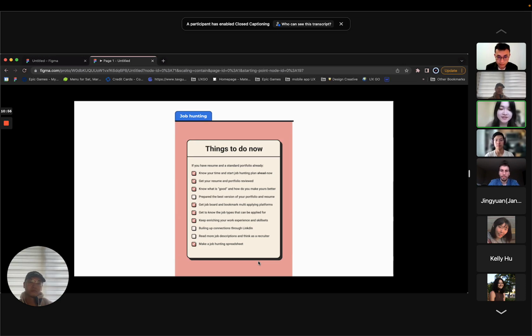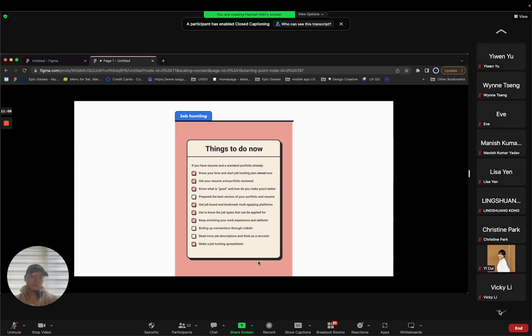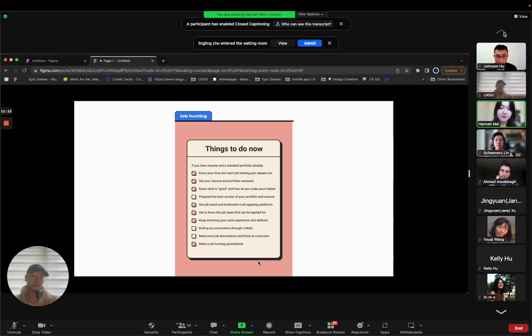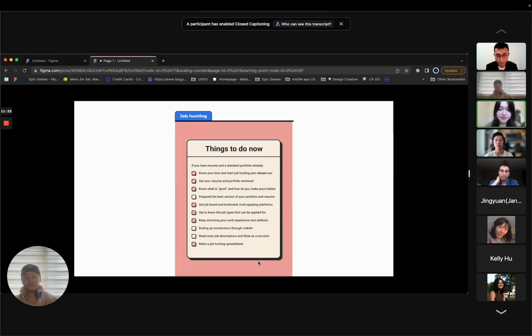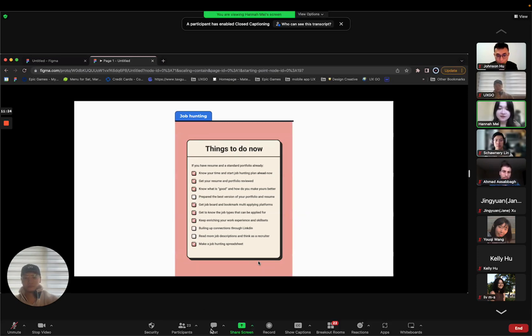Other than that, next one is get to know the job types you can apply for. Some of the students are only looking for UX intern positions, but they didn't know that sometimes you can also consider part-time, contract roles, and even full-time roles. So try to do a little bit of research about what the exact job types you can consider are.